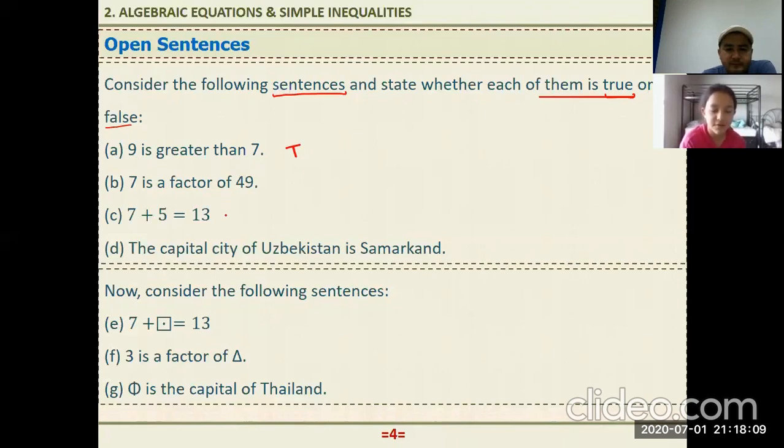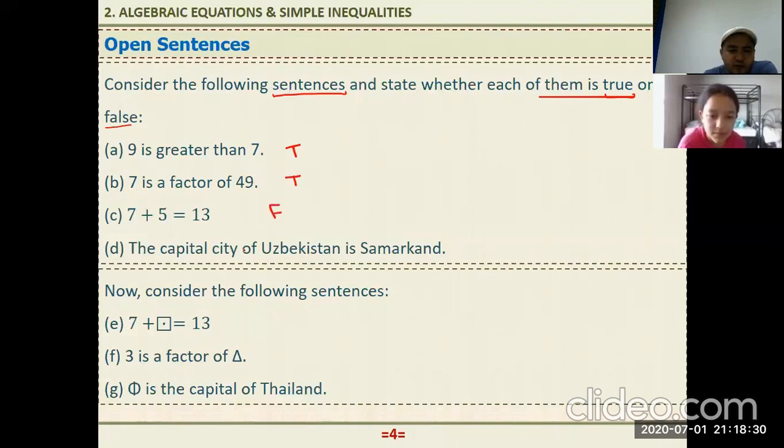7 is a factor of 49. Is it true? Yes, because 49 divided by 7 is 7, a whole number, that means it is a factor. So this is also true. Next. 7 plus 5 equals 13. True or false? False. It is false.